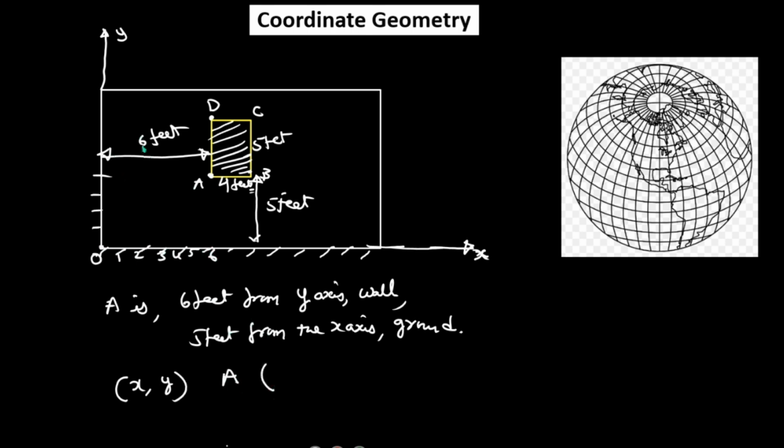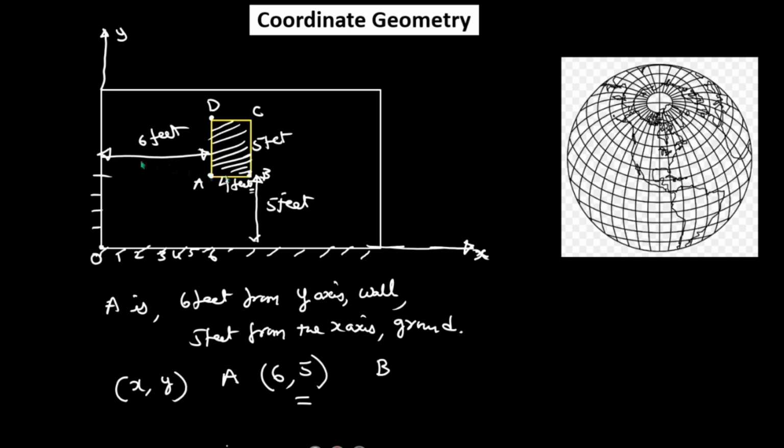So how do we locate x, y for the point A? Point A we locate, 6 feet is the first one, that is the x, and y is moving here, right? So parallel to y, it's moving by y distance, so that is 5 feet. So 6, 5 is the point A. So how do you locate the point B? Okay, point B is here. It is not here. The point B is here.